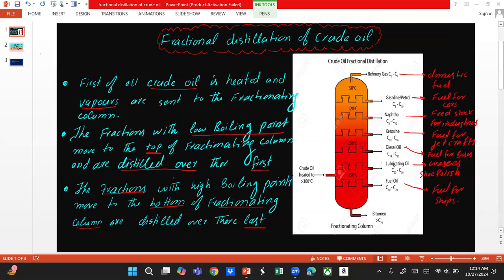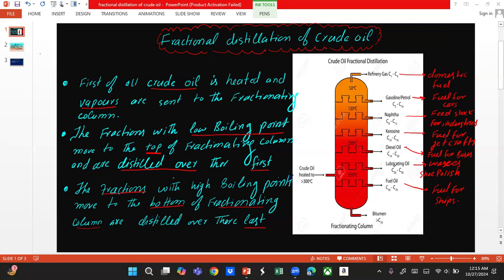Okay, so what is crude oil? You might have heard about crude oil. Basically it is a mixture of hydrocarbons. How do we separate those hydrocarbons from crude oil? We will use a process known as fractional distillation. Fractional distillation is a separating technique in which we separate various fractions or components of a mixture, over here crude oil or petroleum, on the basis of difference in their boiling points. So let's see how to separate it.